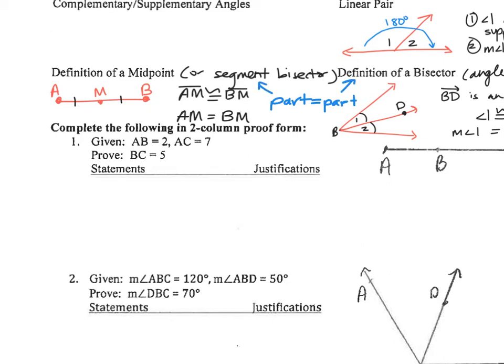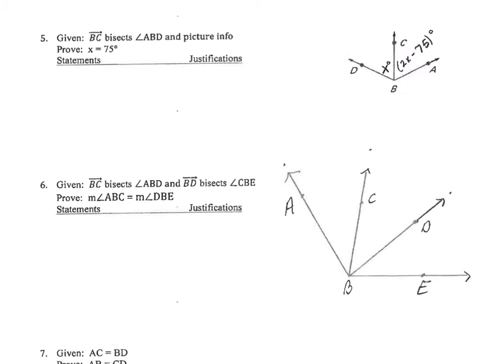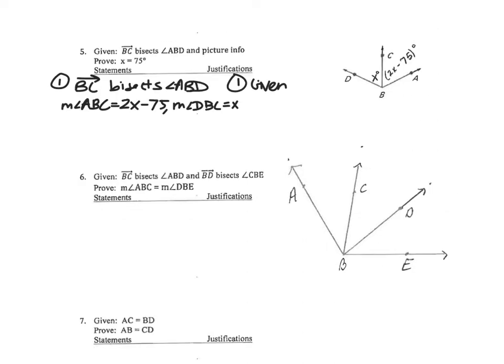On number 5, write down your givens, please. And it also says you're given the picture information. So you need to look at the picture, and we're also going to write down that stuff. So you're given information, you write down what it told you, and then also look over at the picture. You were told what those two angles are equal to in terms of x.